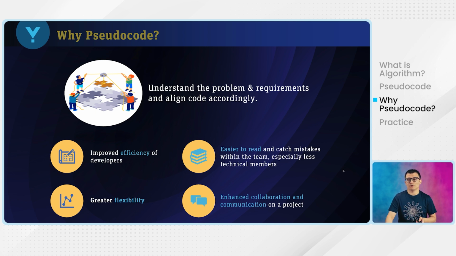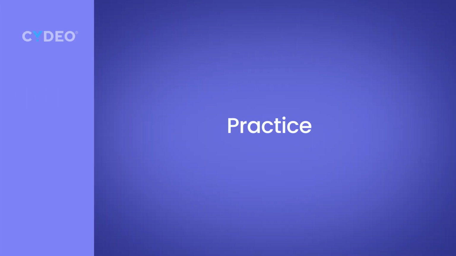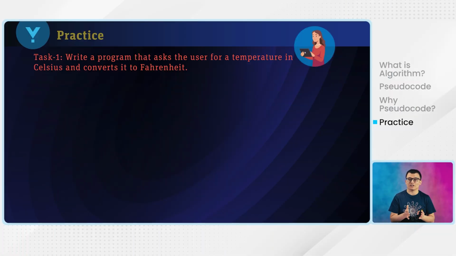Okay, let's do a couple more tasks about pseudocode. Here is one practice task. Write a program that asks the user for the temperature in Celsius and converts it into Fahrenheit. Which means this time we need to get an input in Celsius, and the output at the end of our program should be in Fahrenheit. It should convert that Celsius to Fahrenheit. Let's see how we can write the pseudocode for this particular task.